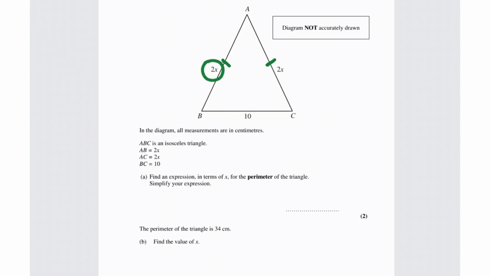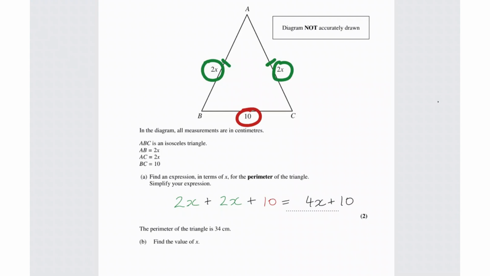It's also shown by the fact that this side and this side are 2x. Okay, so to form an expression for the perimeter, well, the perimeter on any shape is just add all the sides together. So we're going to add together the three sides. So that's going to be 2x plus 2x plus 10. And we can simplify this because 2x plus 2x is 4x. So the overall expression for the perimeter is 4x plus 10. And that just means 4 times an unknown number plus 10 is the perimeter.